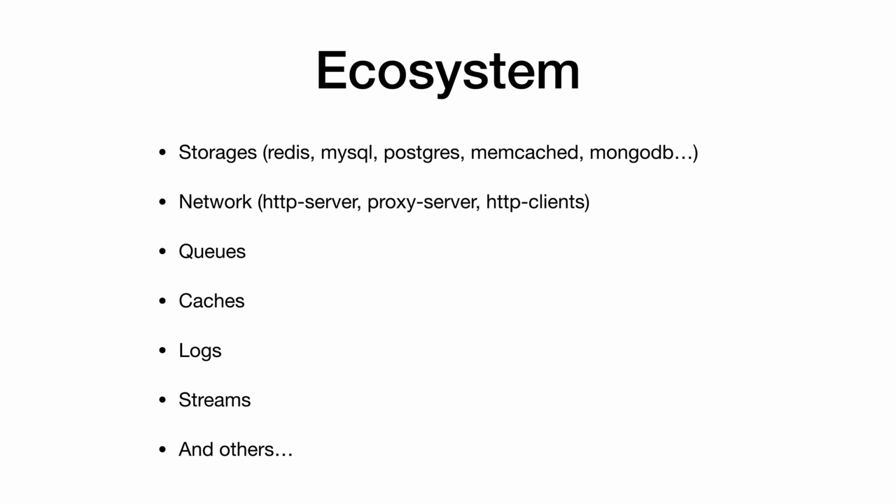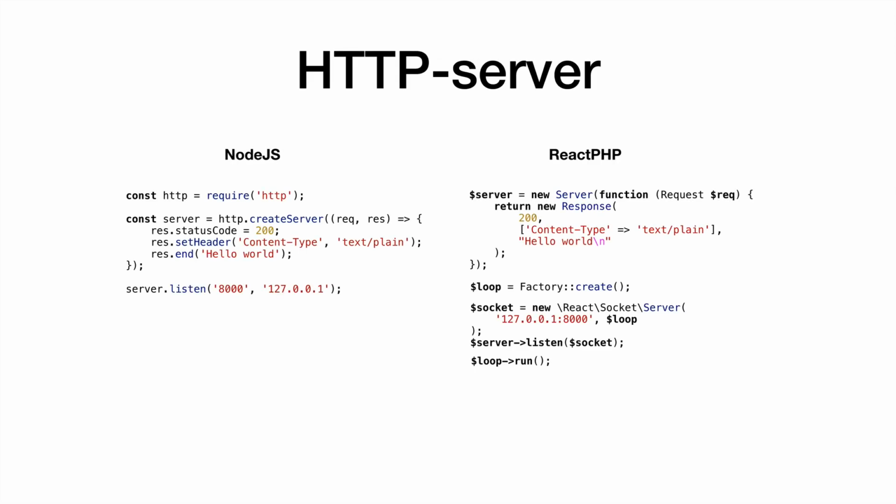These were basic low-level abstractions, the building blocks of any asynchronous code. ReactPHP ecosystem also offers a lot of different high-level components. They include components for storages, network communication, queues, asynchronous caches and logs, different streams, and so on. As it was said before, the code written in ReactPHP looks very similar to Node.js. Here's a very simple web server which returns 200 response with the string hello world for all incoming requests. On the left side we have Node.js version and ReactPHP is on the right.